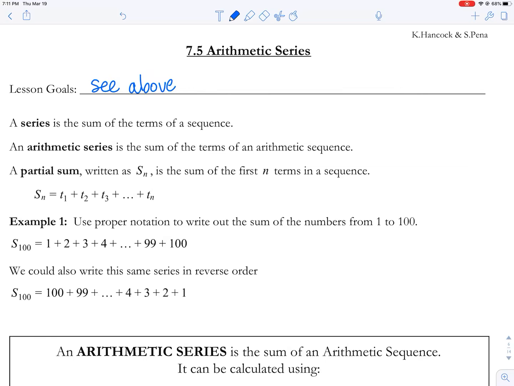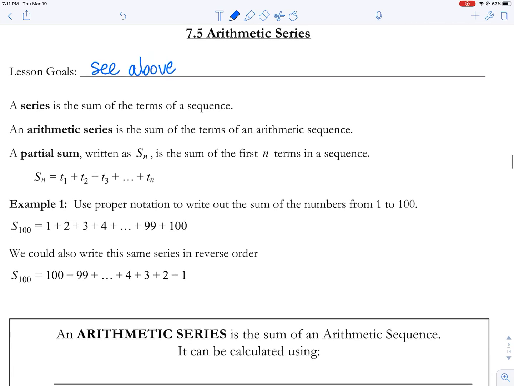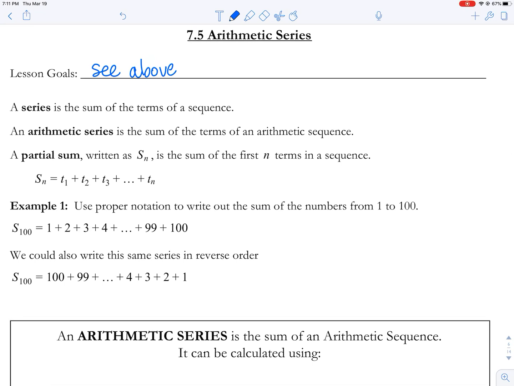Hey guys, today's lesson is 7.5 Arithmetic Series. The lesson goals are going to be learning about arithmetic series and different ways to do them. For details you can see above. One of the first things we're going to do is define some of the words.